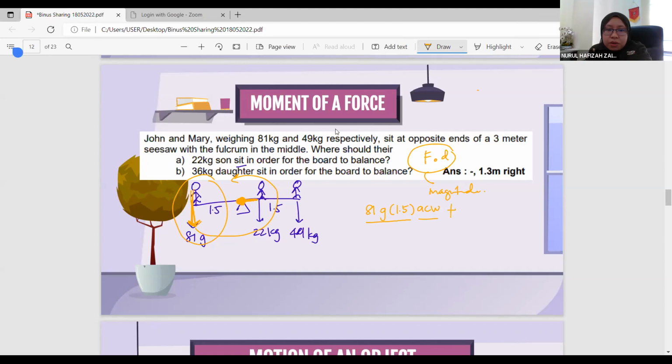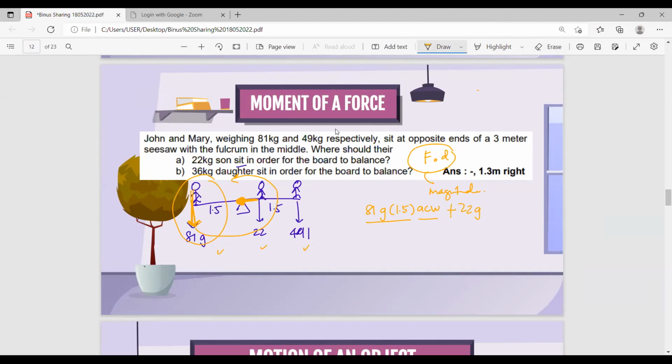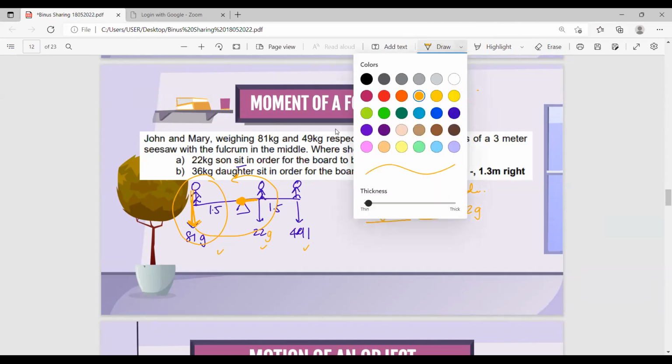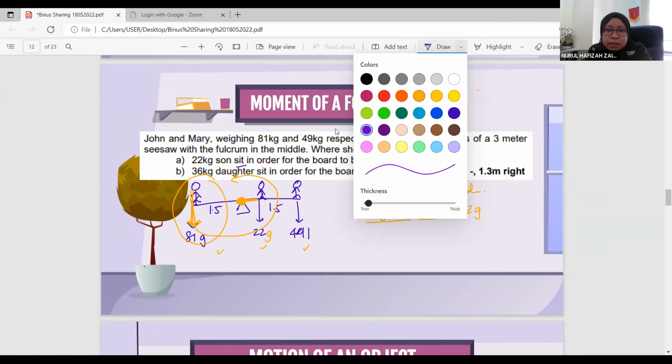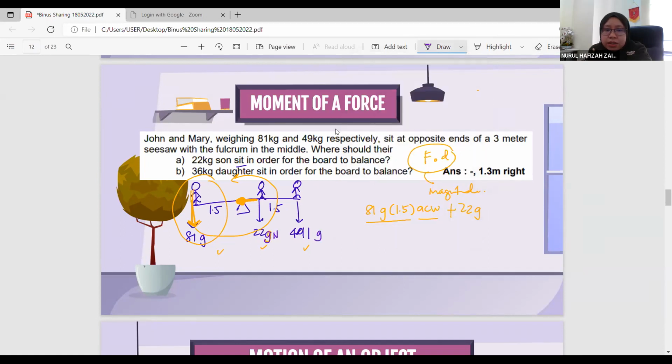So you have how many forces? You have 1, 2, 3. So you can calculate the moment. The second boy here is 22g. Okay, this is 22 kilogram. But if, let's say, in Newton, it is g Newton. This is also g Newton. For 49, 49g. Okay, so 22g. The distance, we do not know what the distance is.